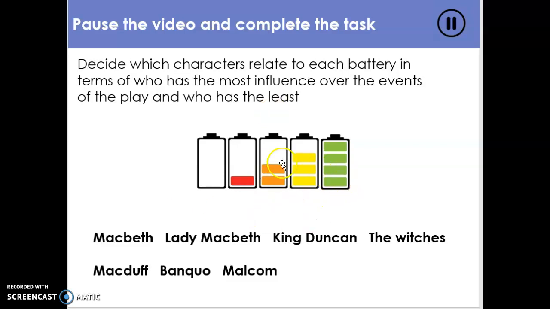If you think a character has some influence over events of the play, but not as much, then orange. And obviously if they have no power, they have no influence over what happens in the play, they can go at the end here. So again, we're still ranking them, but not in terms of their social power, but in terms of how much power they have in the play. Again, if you find the battery thing confusing, just rank them from most control, most influence over what happens, down to least. So if you could pause the video and do that, that'd be great.